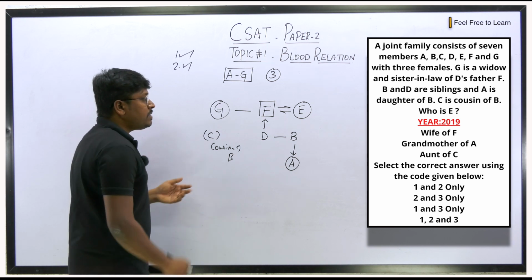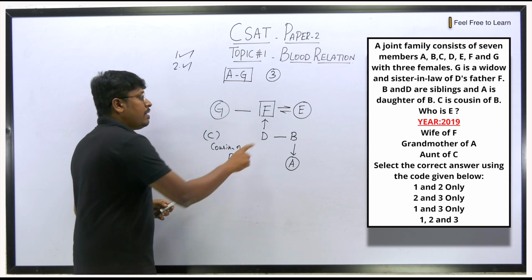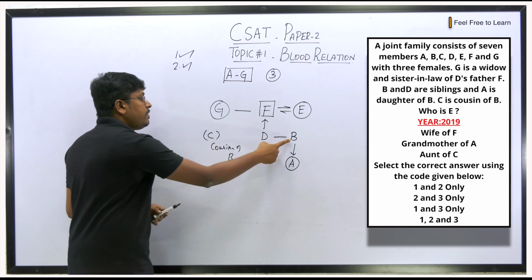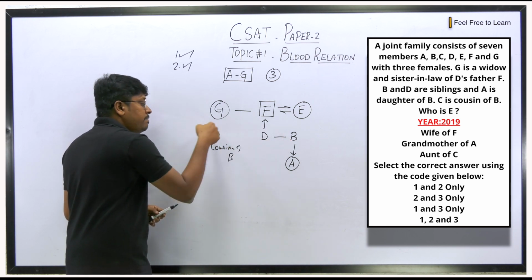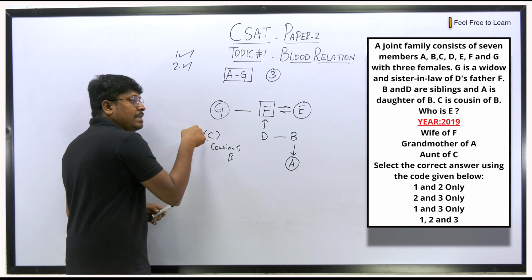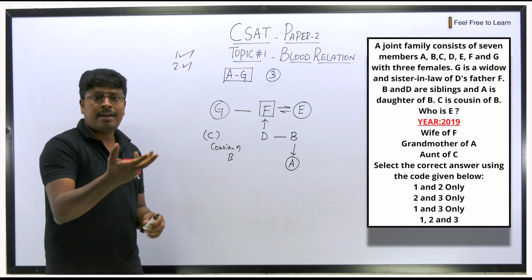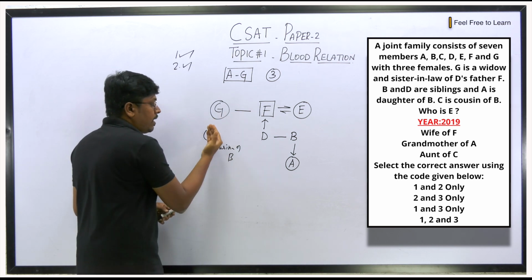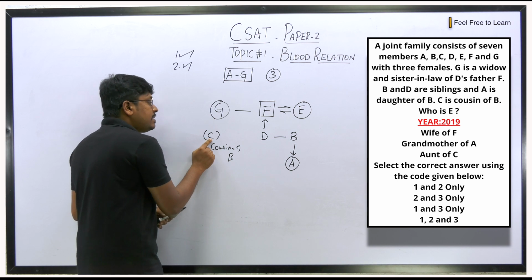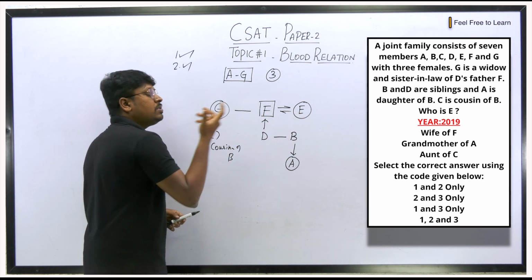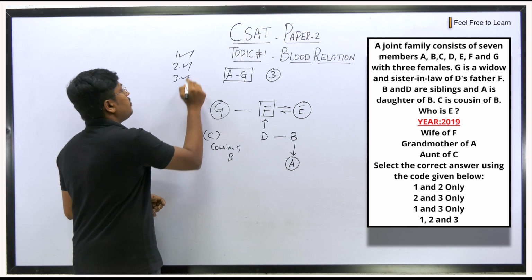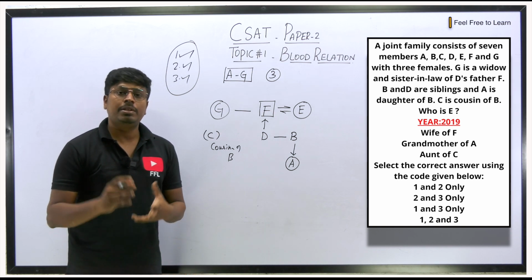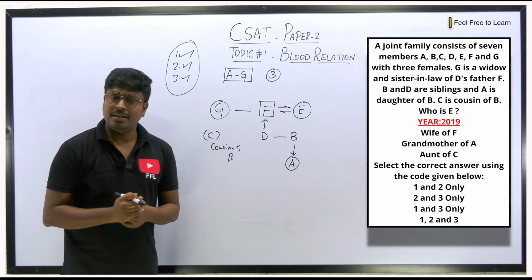What is the last point here? Aunt of C. Yes, that is also possible. Why? Because we already know that the person B is calling C a cousin. So if B is calling C a cousin, then the person C must be an aunt's child or else an uncle's child. If it is an aunt's child or an uncle's child, then definitely we can say that C will call E an aunt. That is also possible. So option 3 is also possible. If all 3 are possible, then we can say that options 1, 2, 3, all 3 choices are possible. Understood or not, right?